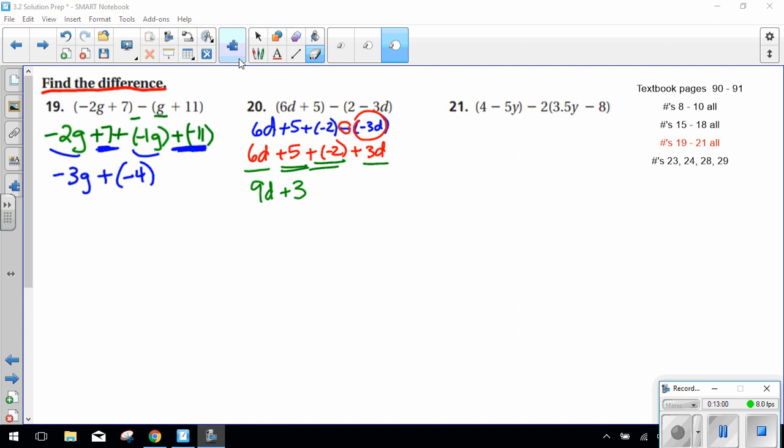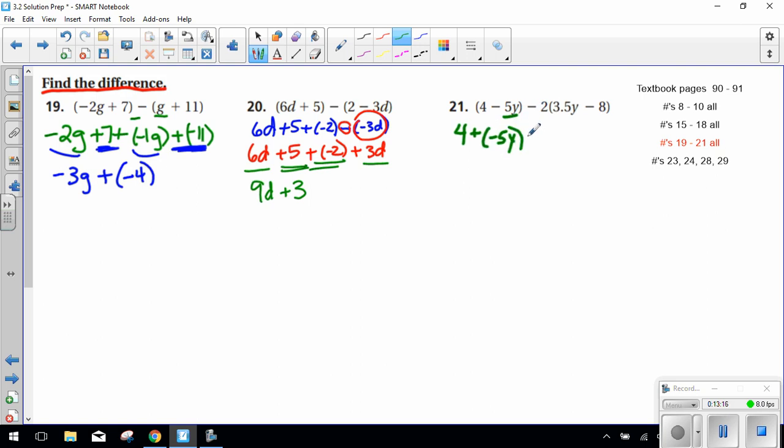Okay, I don't think I've recorded number 21, so let's start that again. I think I did the explanation without recording. So we're going to take 4. I'll rewrite this minus as plus negative 5y. And I'm going to take this and write it as plus negative 2 times 3.5y minus 8. You could also rewrite this one in here, or you can do it later.